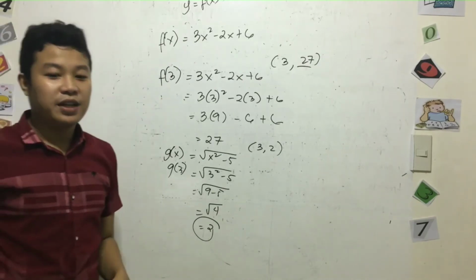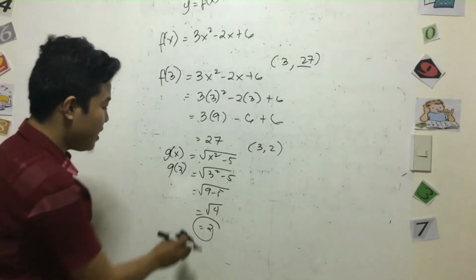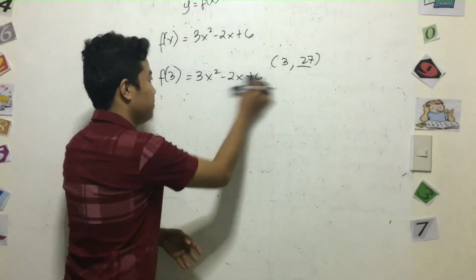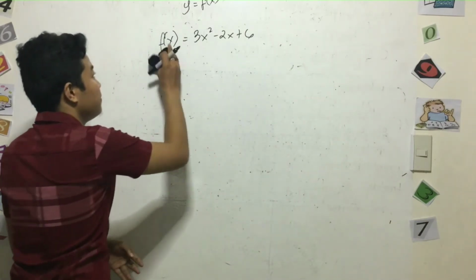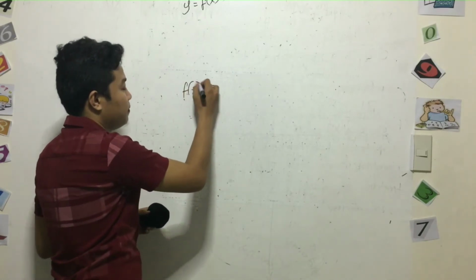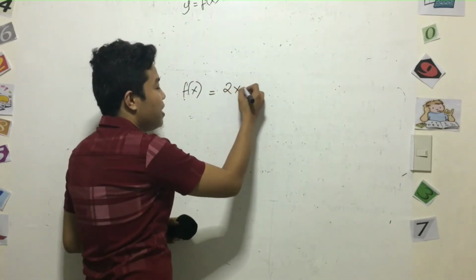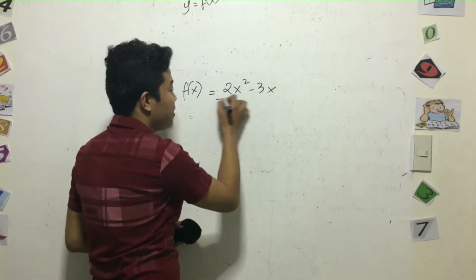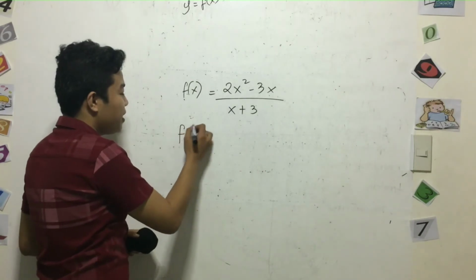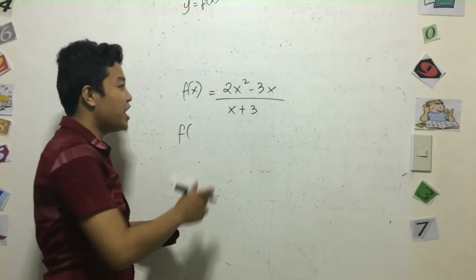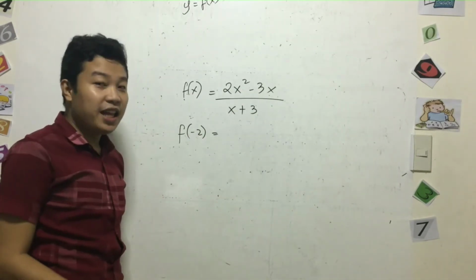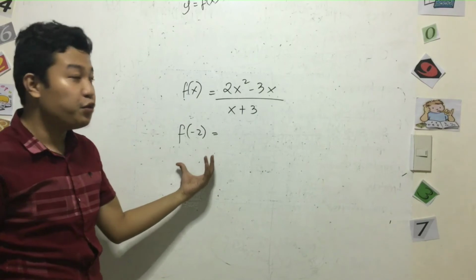Okay? So, let's try this one. Tingnan natin kung kaya niyo ito, no? We have f of x is equal to 2x squared minus 3x all over x plus 3. What is the value, or evaluate this function at x is equal to negative 2. Okay? So by doing that, again, we simply replace all x's with negative 2.